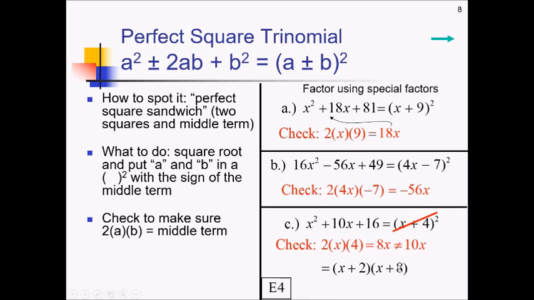So it is kind of annoying that you have to go back and check to make sure it worked. On the other hand, if it does work, you can save a ton of time. Like on this middle problem here, if you didn't have the shortcut, you'd be using the AC method and be trying to figure out factors of whatever 16 times 49 is that add up to negative 56. So used properly, this can be a huge time savings.